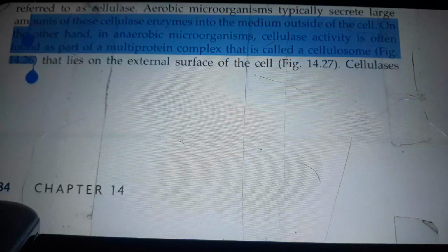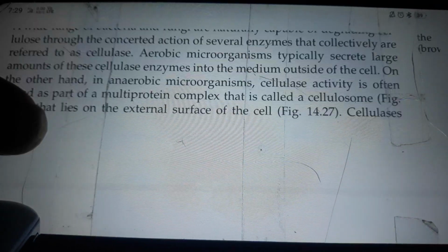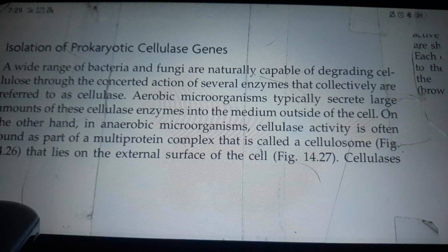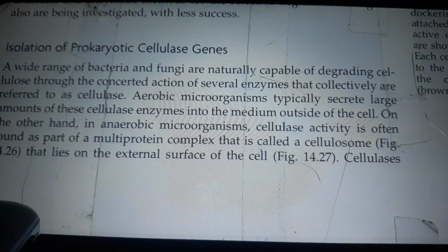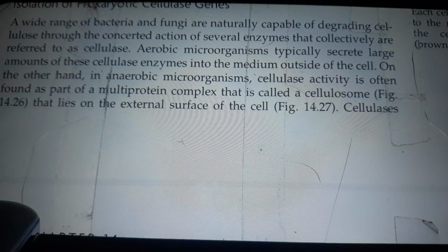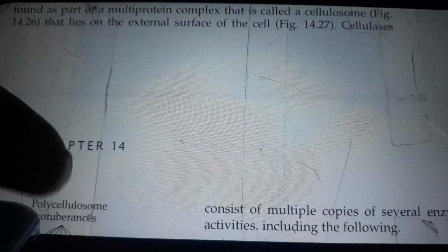Isolation of prokaryotic cellulase genes. A wide range of bacteria and fungi are naturally capable of degrading cellulose through the concerted action of several enzymes that collectively are referred to as cellulase. Aerobic microorganisms typically secrete large amounts of these cellulase enzymes into the medium outside of the cell. On the other hand, in anaerobic microorganisms, cellulase activity is often found as part of a multi-protein complex, called a cellulosome, that lies on the external surface of the cell.